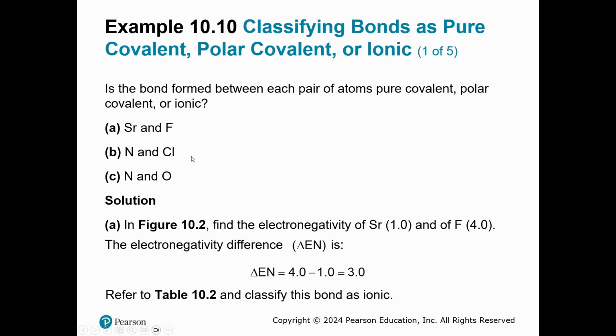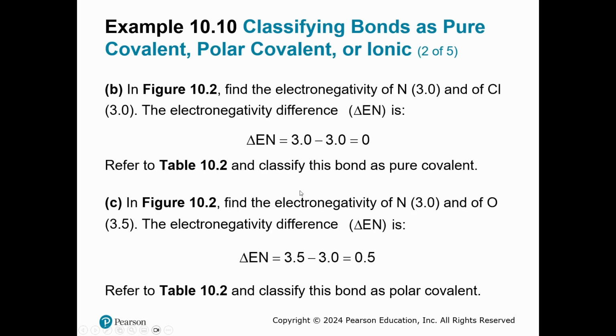Nitrogen and chlorine are real close to each other, just like nitrogen and oxygen. Nitrogen and oxygen have a bigger difference in electronegativity. However, they're closer together, and so I wouldn't expect you to know that difference without having a table that you could reference. Nitrogen and chlorine have almost the same electronegativity. This would be a very nonpolar bond, this would be a very minorly polar bond, and this would be an ionic bond, or incredibly polar bond.